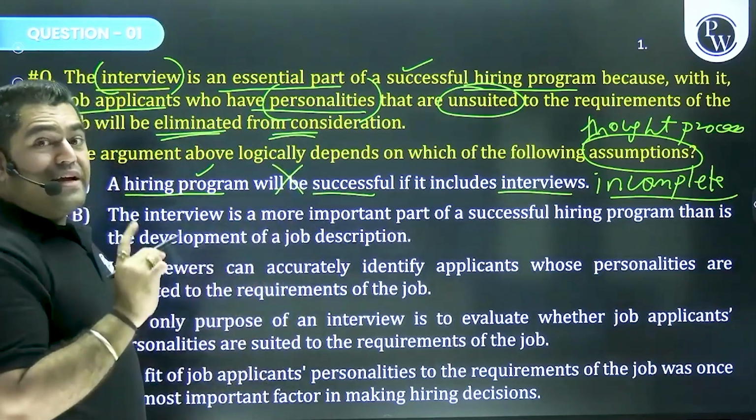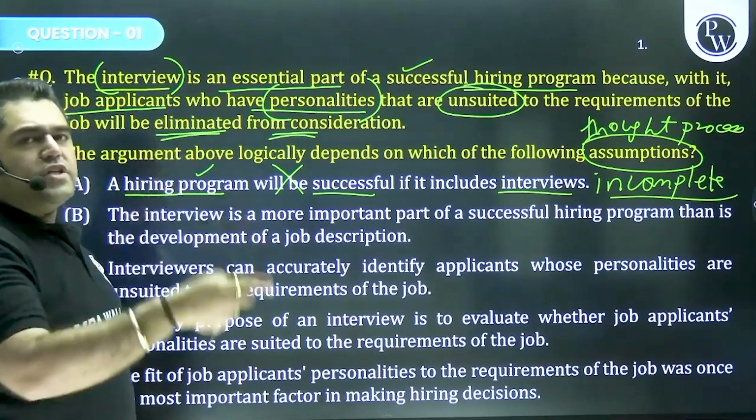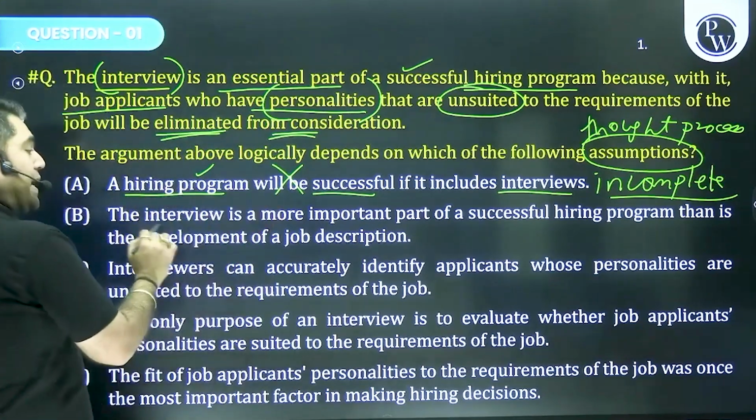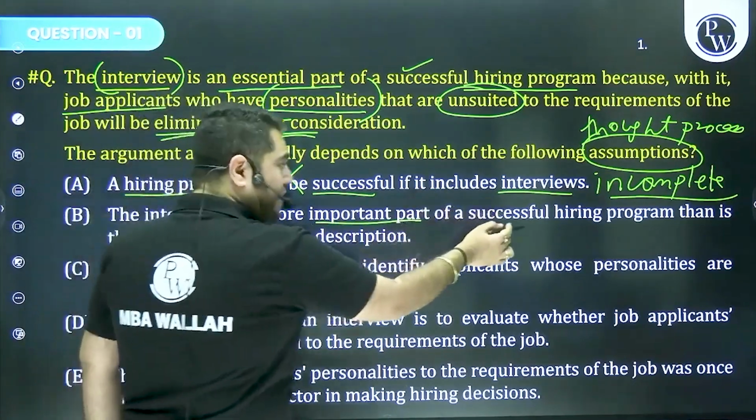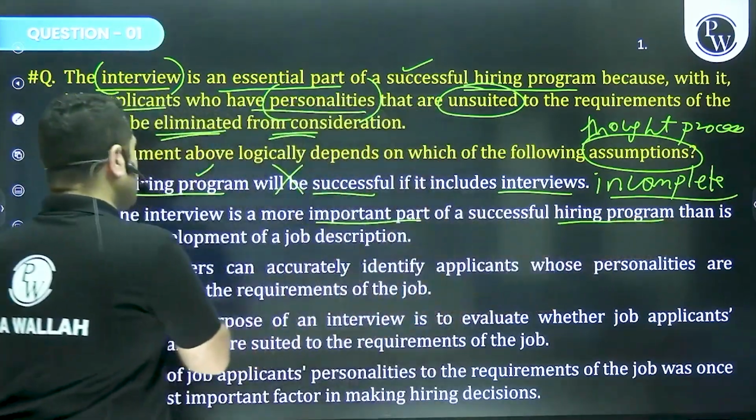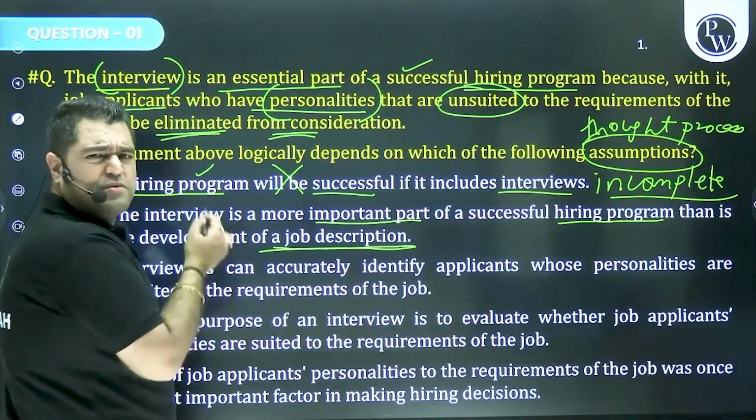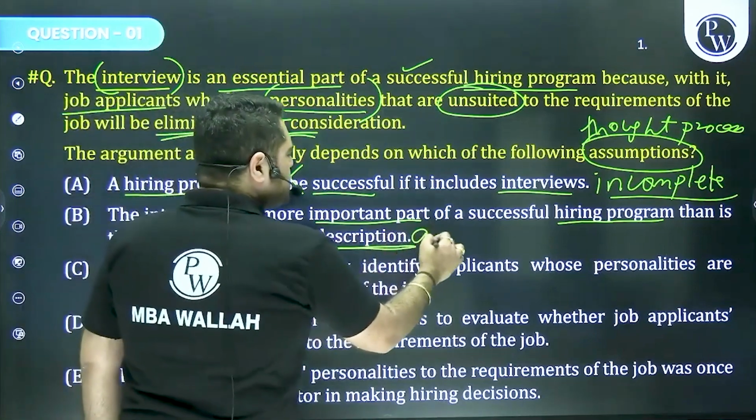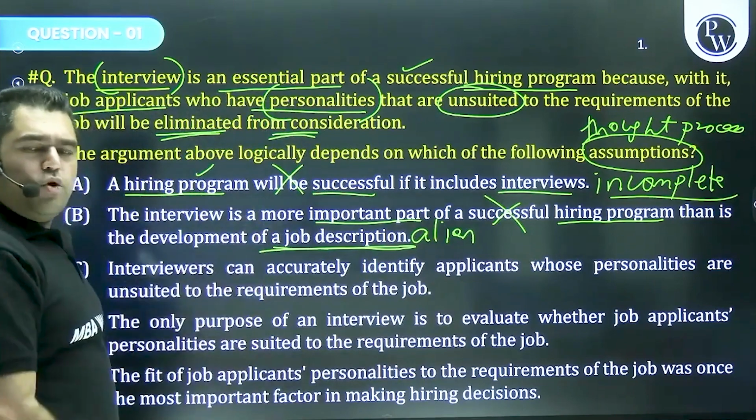People, making sense? That is why always remember Amit sir's keyword strategy. Select the keywords and apply that. Chalo. Second, the interview is a more important part of a successful hiring program than is the development of job description. Hey, people, has job description been stated? No, sir. This is introducing an alien concept. Reject. Straight away. Don't bother.